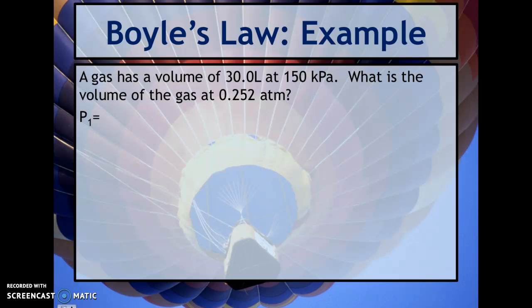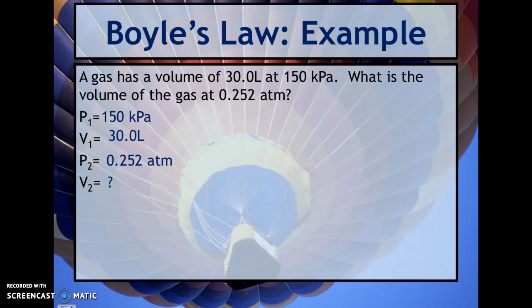The first thing we need to do to solve this problem is to list our knowns and unknowns for our variables. We've got pressure 1, which is equal to 150 kilopascals. Volume 1 is equal to 30.0 liters. Pressure 2 is given to us as 0.252 atmospheres. And volume 2, that's our unknown, that's what we're asked to solve for.